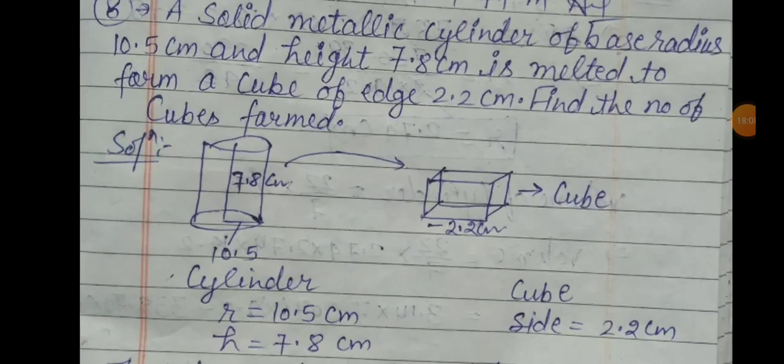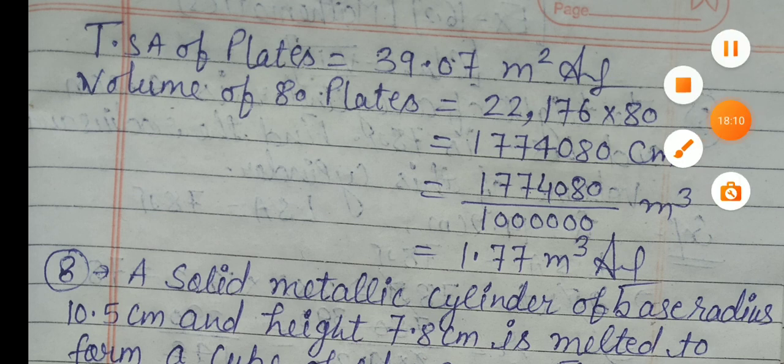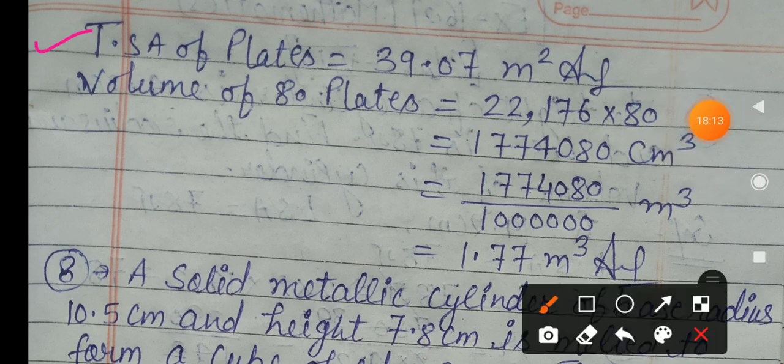Okay, so then you get the required answer: the total surface area of a plate is 39.07 meter square. This is your required answer in the meter format. Here you have to find the volume of 80 plates, so you have to multiply the volume of one plate by 80, and then you get the answer. After that you have to convert this centimeter into meter, so you divide by this value, and then you get your answer in the meter format. So this value is 1.77 meter cube.